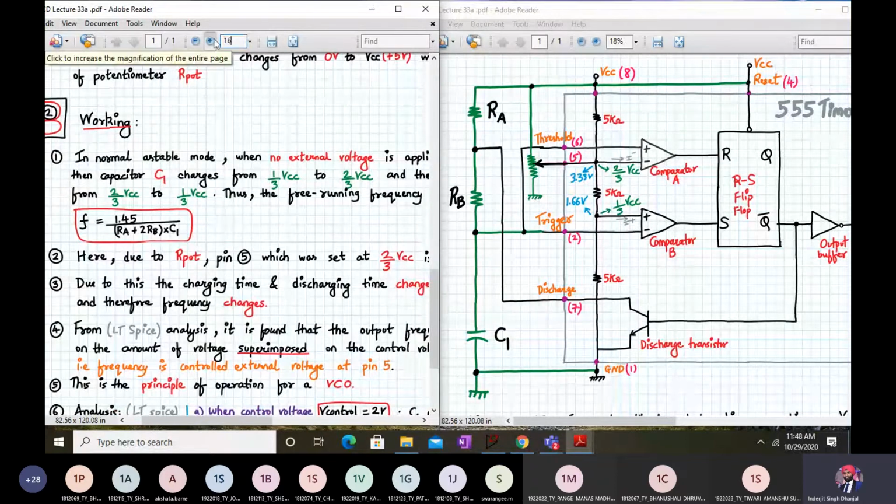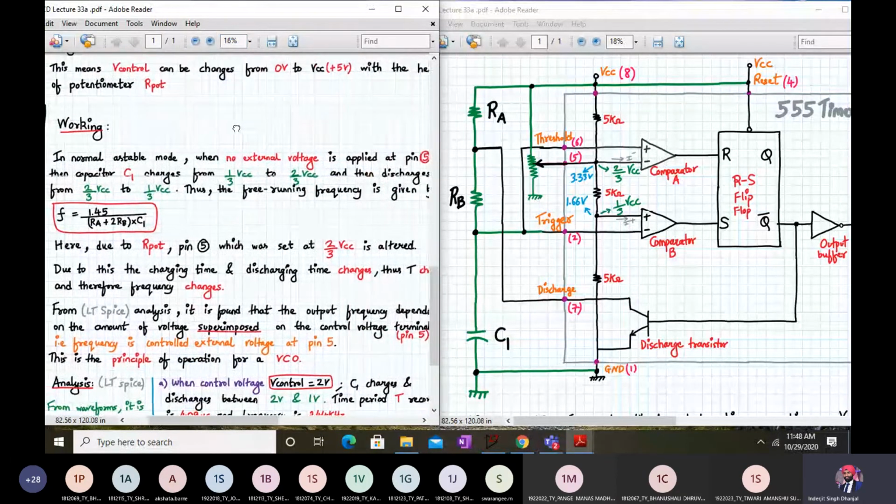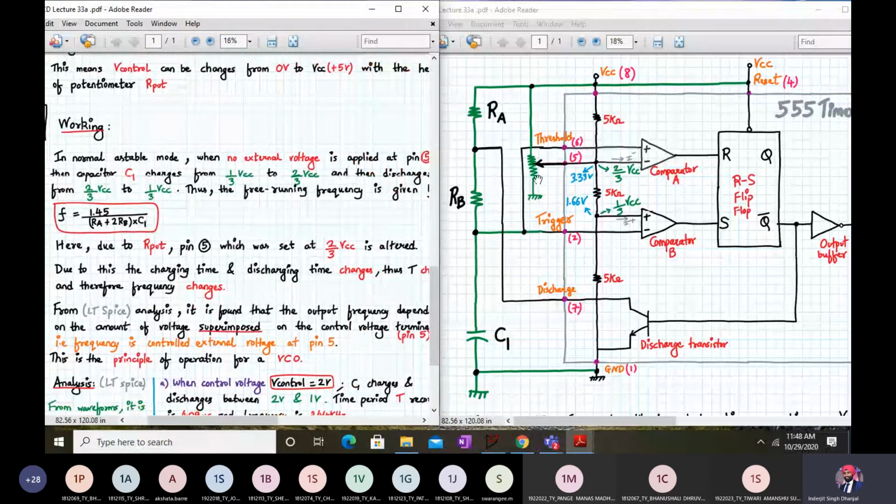Let me just read it out for you all a little bit. In the normal stable mode, what will happen when no external voltage is applied at pin number 5? So pin number 5 is connected to the ground via a capacitor, C1. In the normal stable mode, the capacitor is charging from 1/3 VCC to 2/3 VCC, and then it is discharging from 2/3 VCC to 1/3 VCC. I hope that everyone remembers this.